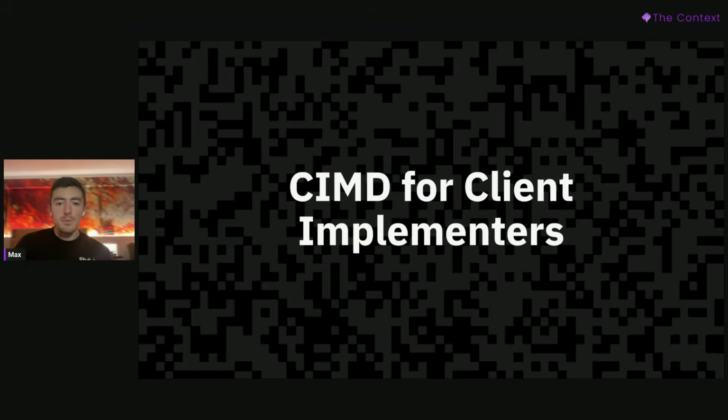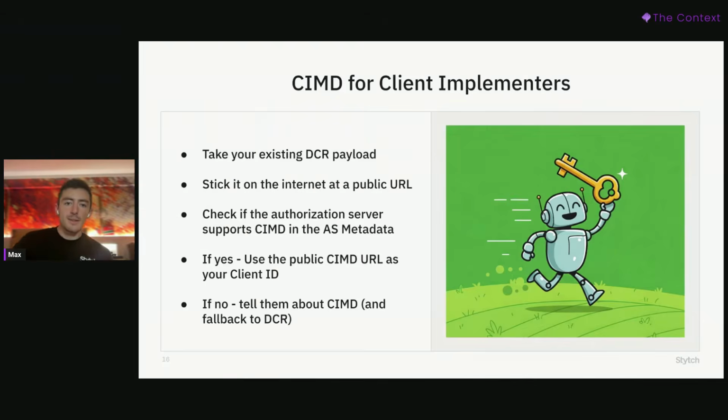So if you're a client implementer, what does this look like? It's pretty simple. You take your existing dynamic client registration payload and put it on the internet. When you start an OAuth flow with an authorization server, there's a field in the authorization server metadata that determines whether or not the server supports CIMD. If it does, you use your CIMD URL as your client ID and you're done. If not, you should reach out to the authorization server and tell them to support CIMD because it's better than DCR. And then you can always fall back to DCR like people are doing today.